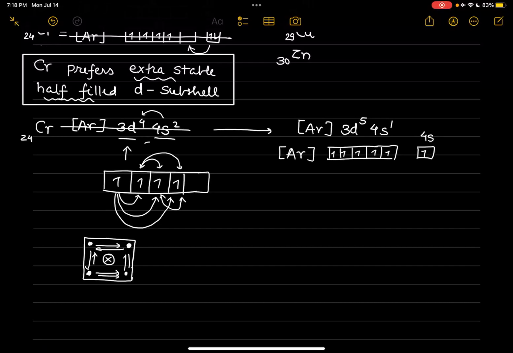I'm not exchanging 3d with 4s, or 3d with 2p. The 3d orbitals exchange among themselves because they are of equal energy. So they keep on exchanging. How many exchanges are possible? The first electron can exchange its position with 3 other electrons, and the next electron can exchange with the remaining 2. It has already exchanged with the first, so I have considered that. 3 plus 2 plus 1. How many exchanges? 6 exchanges.